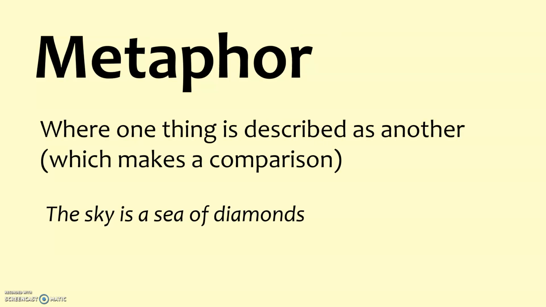Metaphor, a really important one that you've definitely learned since primary school, where one thing is described as another, which makes a comparison. For example, if I said the sky is a sea of diamonds, I'm deliberately comparing the sky to diamonds. I've also got the idea of it being a sea of diamonds. What I'm making it do is I'm making the sky sound really precious because I'm comparing it to diamonds. If I was to say, the sky is a fire or a blazing fire, that has a very different effect. So metaphor is where you say one thing is another and you're doing that comparison for some reason.